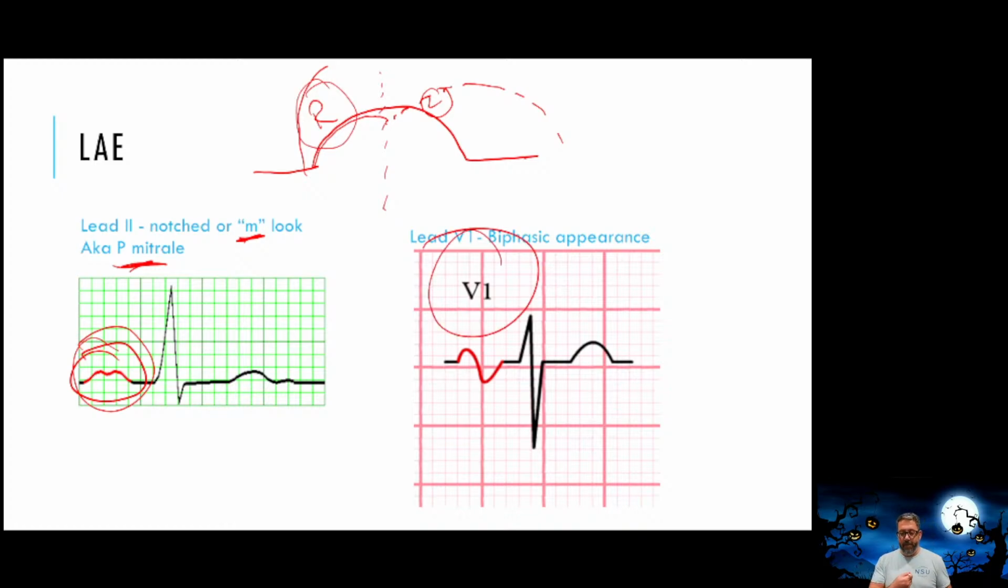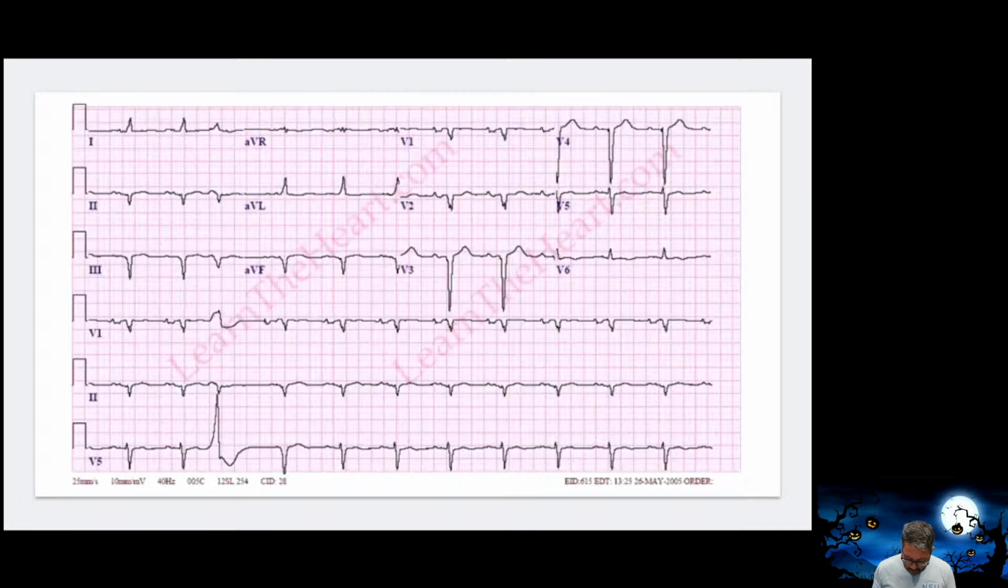In V1, because V1 is now perpendicular to the impulse, you see biphasic. So if you see a biphasic P wave in V1, or P mitral, M for the P wave, in lead 2, left atrial enlargement. So in a 12 lead, you're just going to be looking at EKGs, but what's the best lead to look at?